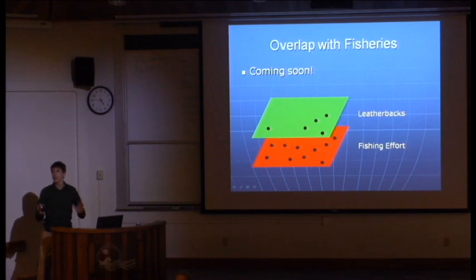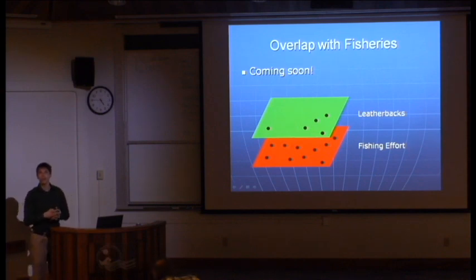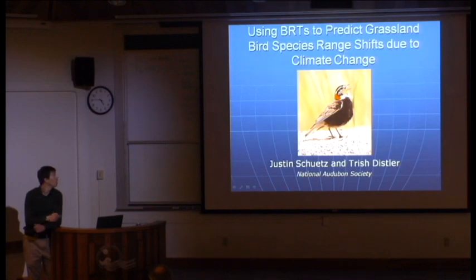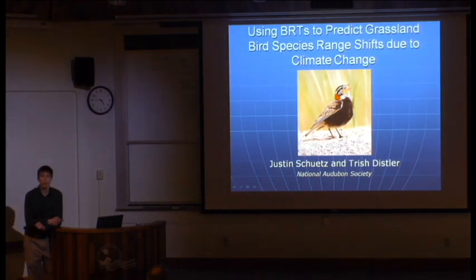Okay. So, of course, we're here at Moss Landing and the Marine Lab. Boosted regression trees are great for dealing with marine systems, especially because issues like missing data are particularly common in marine systems. But boosted regression trees can be applied to all sorts of different systems.